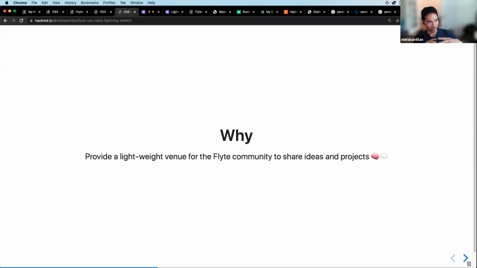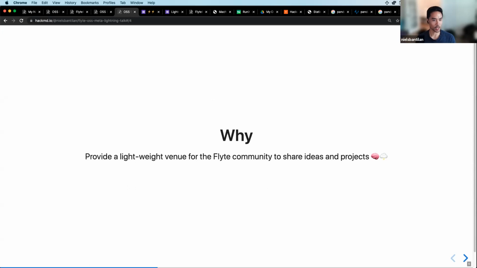So the first, I guess, the 0th level of why we're doing this is we want to provide a lightweight venue for the Flyte community to share ideas and projects. And we have the OSS sync. This seems like a perfect venue to do this.